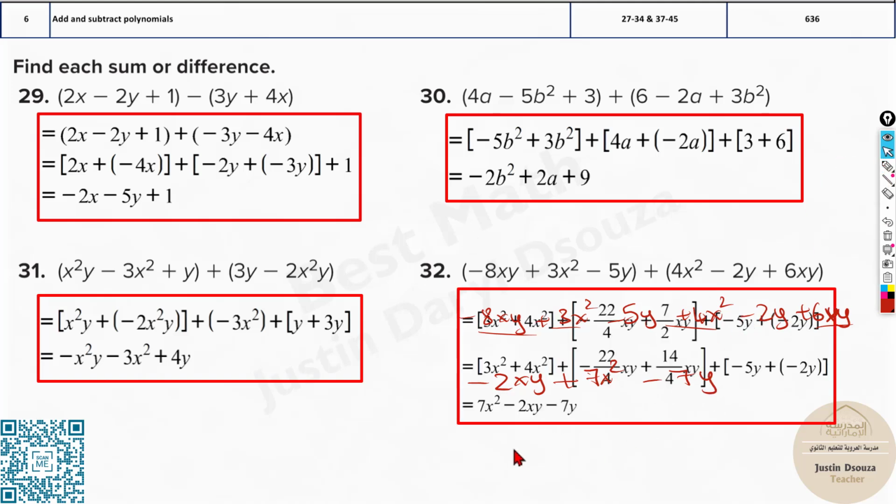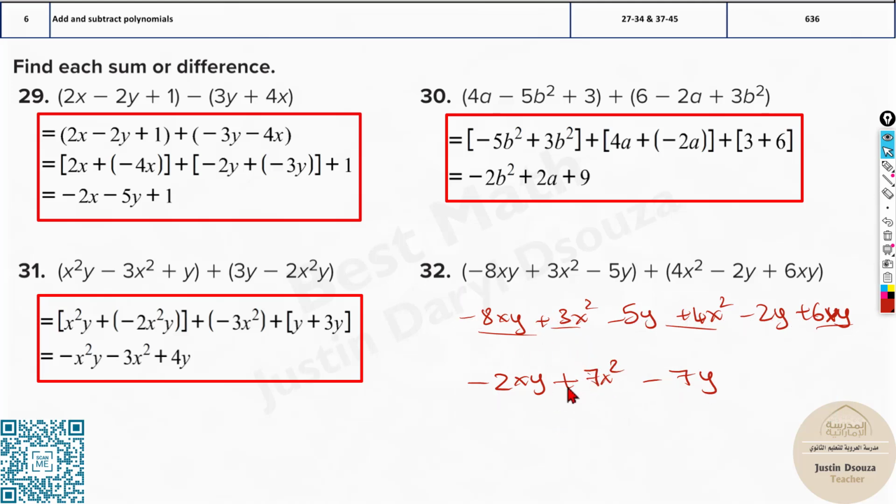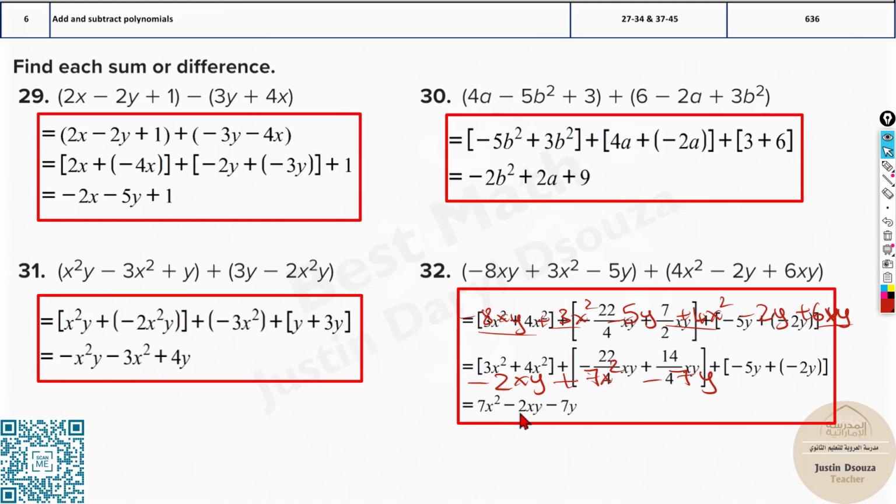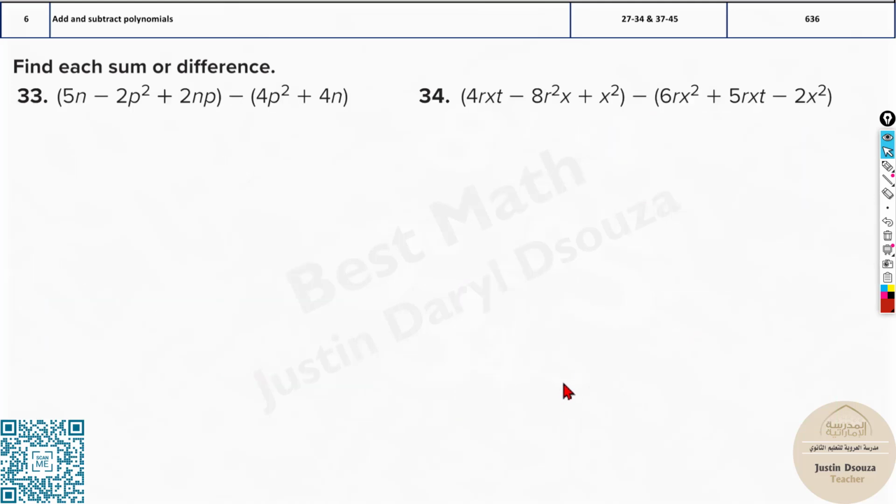Let's see what was complicated over here. Nothing. See, now over here, they have just done it differently. Ignore that method. I have written this absolutely correct, but it's just that these two terms are interchanged. You can see over here it starts with 7x squared minus 2xy and minus 7y. Both are correct. So that's how we solve it. Please do try to solve. Method is always the same. This is rxt minus 8r squared x plus x squared minus 6rx squared minus 5.